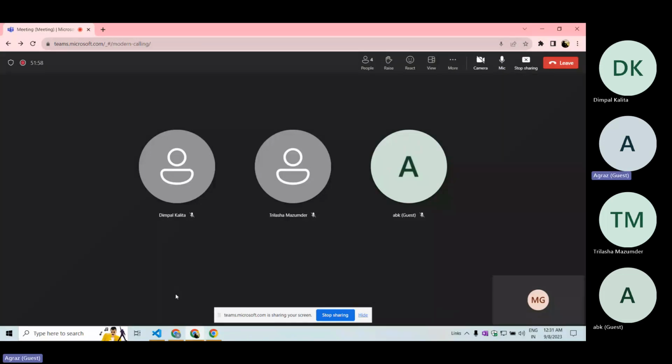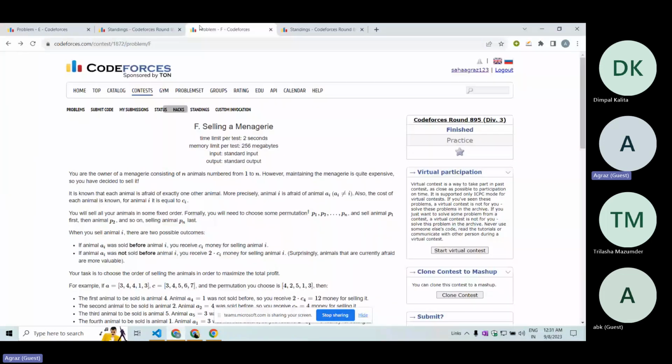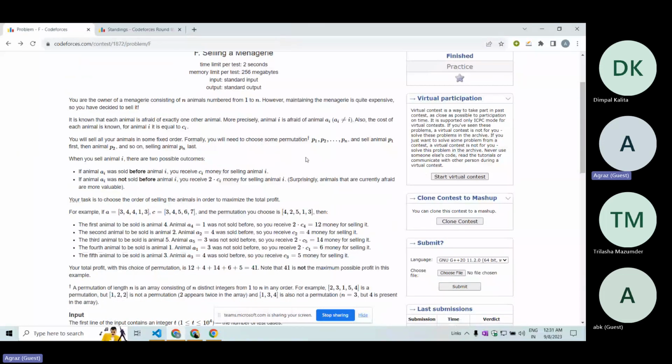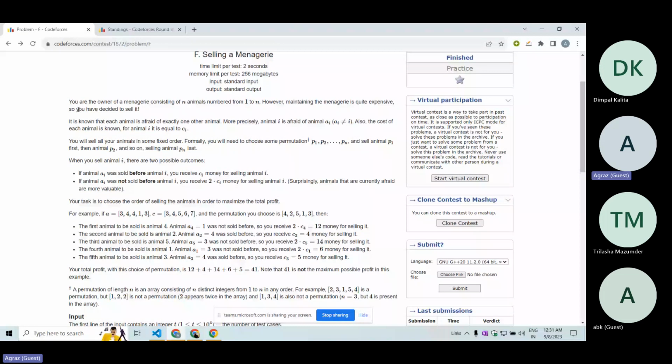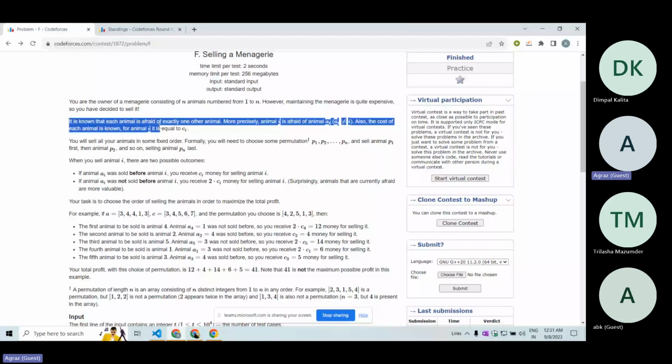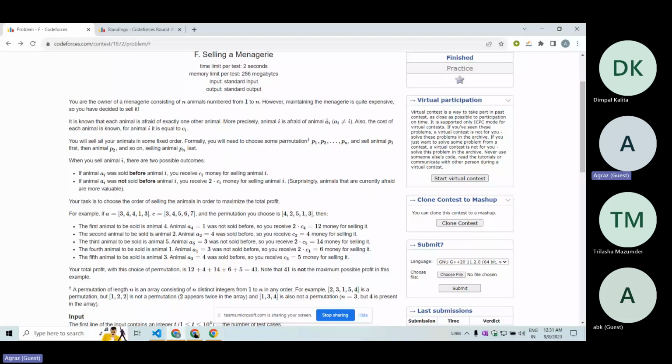Okay. So for the next problem, it is basically an implementation and graph problem. Here we are given n elements, and for each element there is another element ai which it is afraid of, and ai is not equal to i, because the cow will not be afraid of himself. Also, the cost of each element is given in the array C.